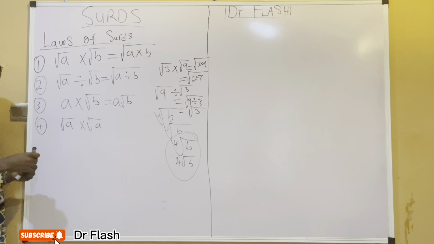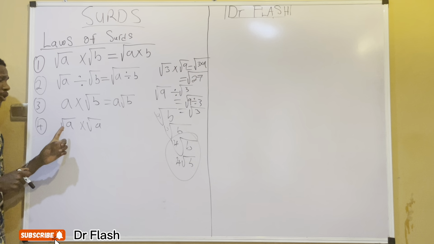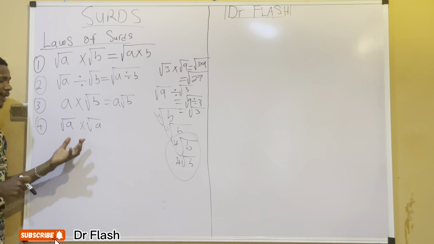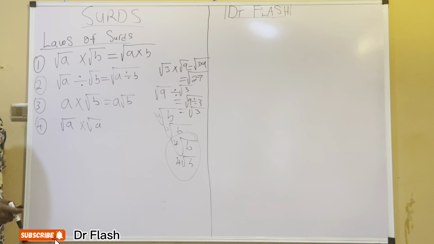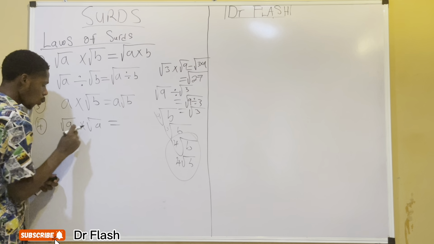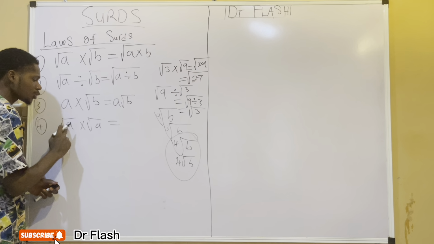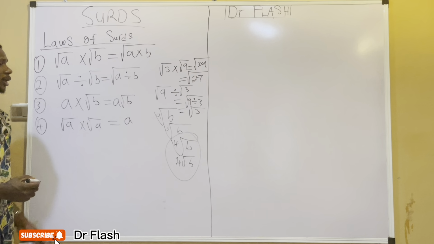now here you notice that this one is similar to law 1. The only difference is that we are multiplying the same number. We are multiplying the number by itself. So square root of a times the square root of a, what then are you going to get? Now for the laws of surds, we simply pick one of the numbers inside of the square root. So square root of a times square root of a is simply equal to what? a.